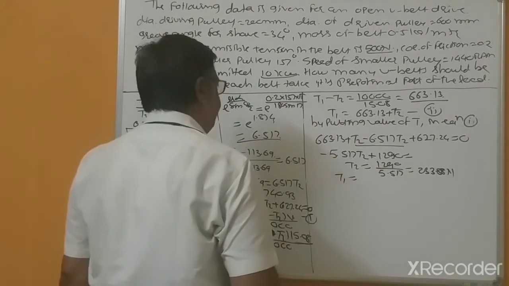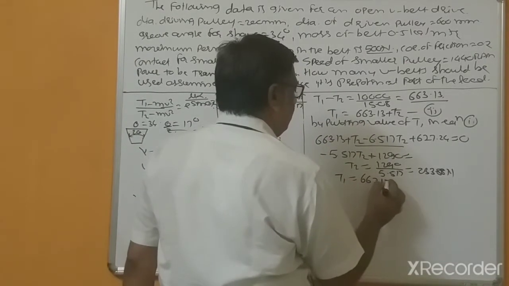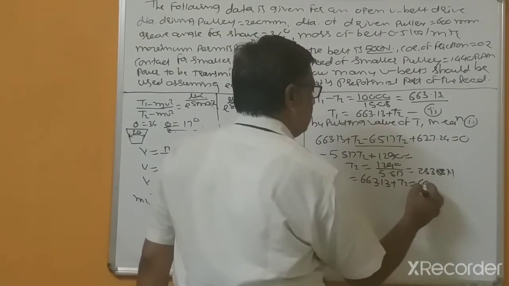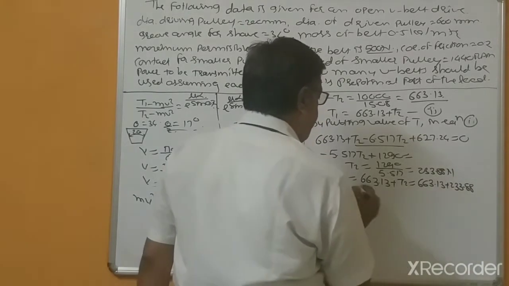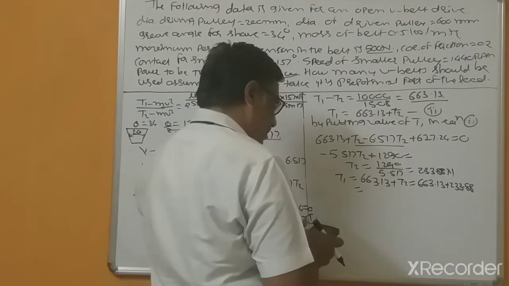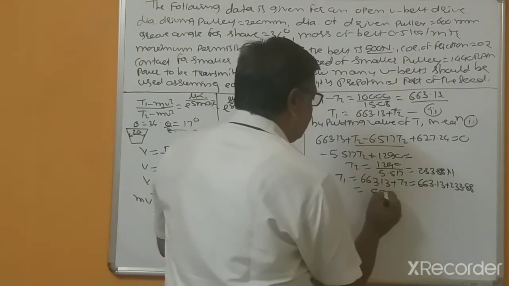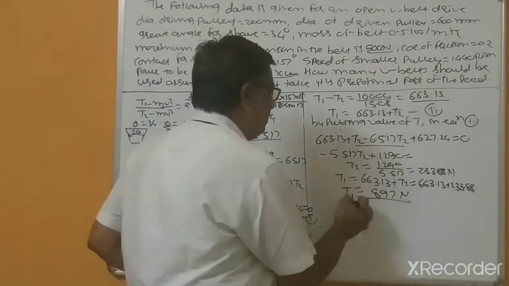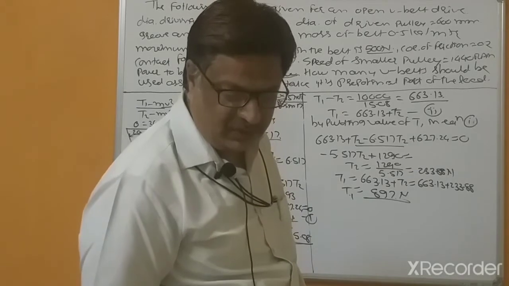Now T1 equal to 663.13 plus T2, so this is 663.13 plus 233.88, equal to 897 Newton. This is the maximum tension if we use the number of V belts equal to 1.